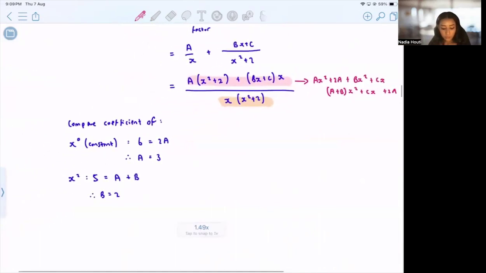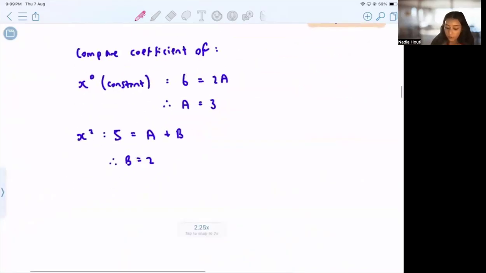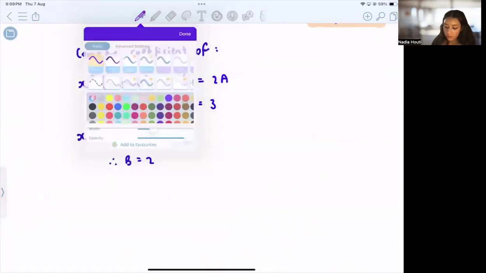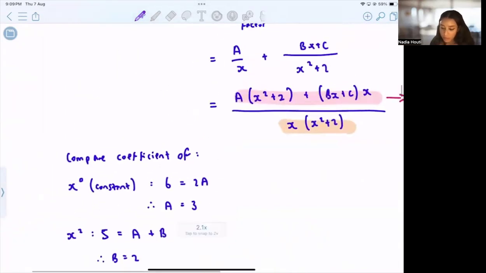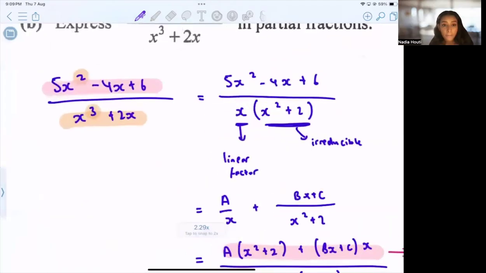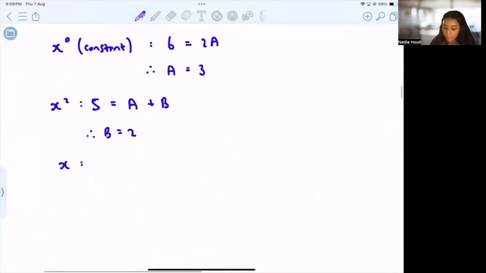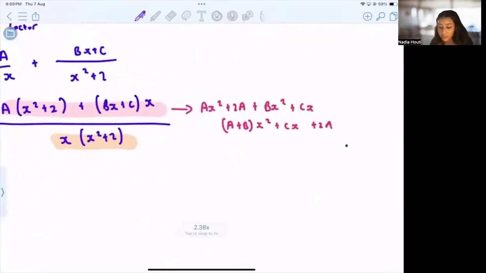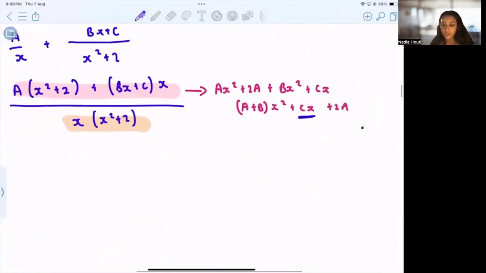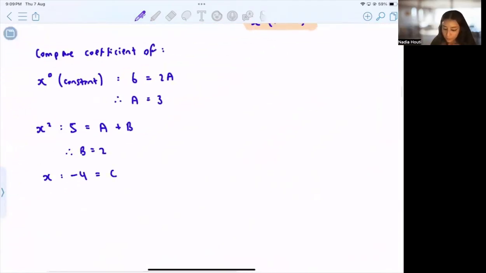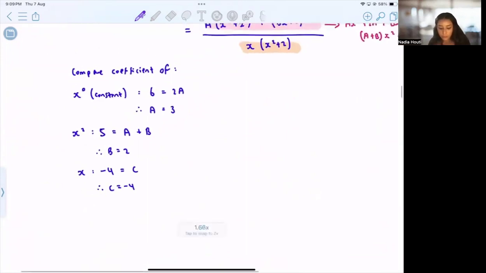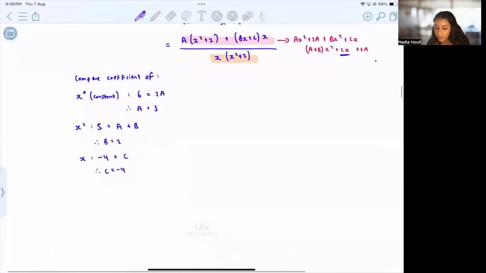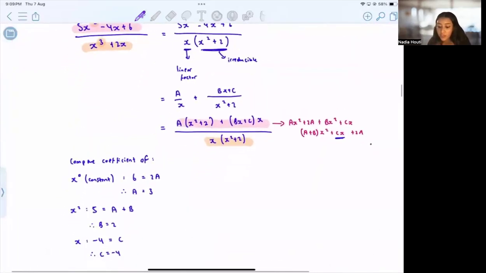Then lastly, to find C, we can compare the coefficients of the x terms. On the left-hand side, it's -4. On the right-hand side, it's just C. You can see the x term is just C. So therefore, C is just -4. So let's combine everything together. We just have to put the A, B, and C values into this part.